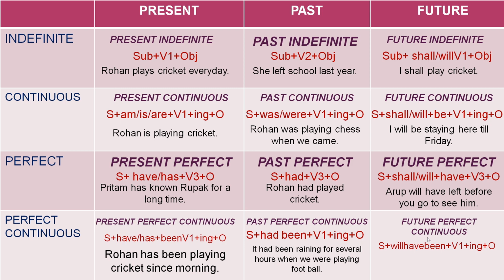Next one is future perfect continuous. The rule is subject plus will have been plus V1 plus ing plus object. Example, I will have been teaching for 7 years next July. That means here I is the subject, will have been, V1 plus ing is teaching, for 7 years next July, that is our object part.